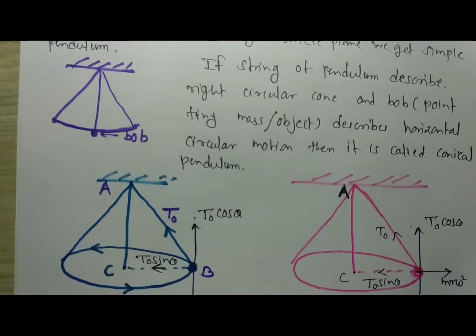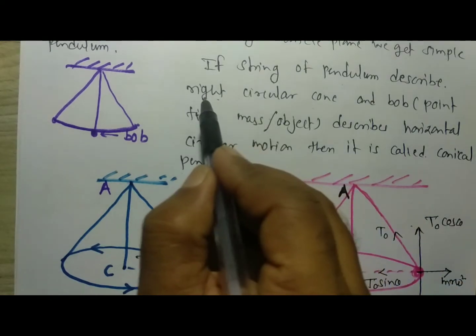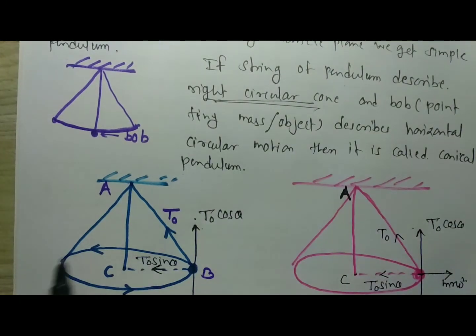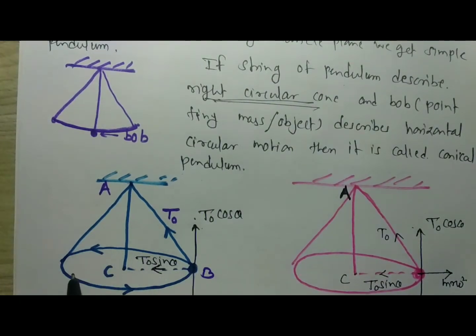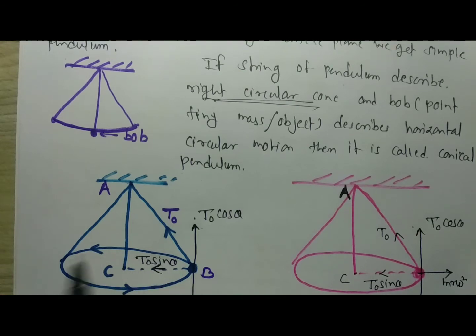Once again, we think about the definition of the conical pendulum. Inside the definition of conical pendulum, the string of the pendulum describes a right circular cone, and the bob describes a horizontal circular motion, inside which you will get the conical pendulum.